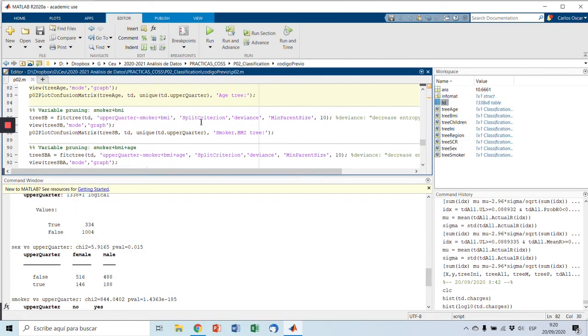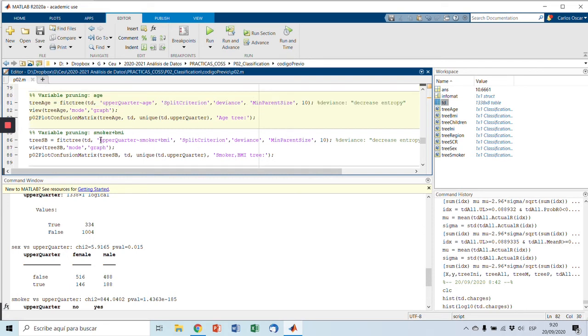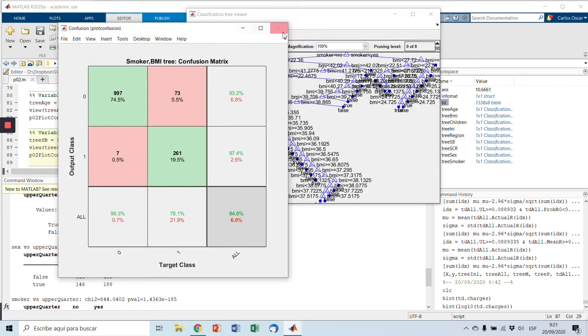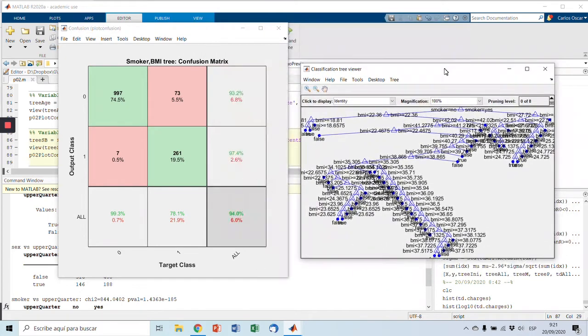Okay, so we already know that the most important variables are smoker and body mass index. Let's see if we can construct a tree using only those two. Okay, so let's run the section. The classification success of smoking alone was 92.5.